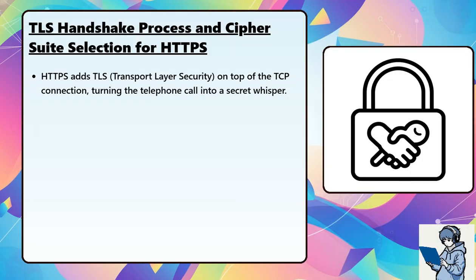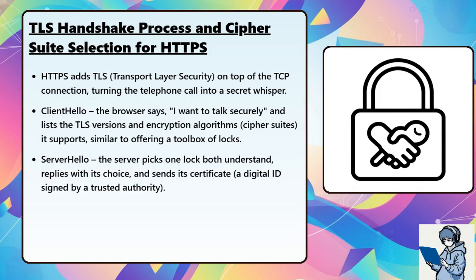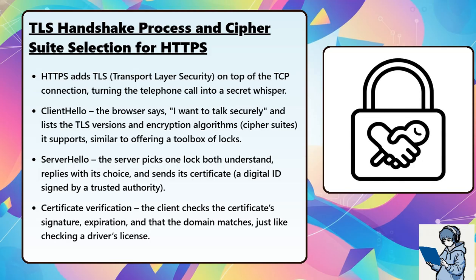HTTPS adds TLS, transport layer security, on top of the TCP connection, turning the telephone call into a secret whisper. Client hello: the browser says I want to talk securely and lists the TLS versions and encryption algorithms, the cipher suites, it supports, similar to offering a toolbox of locks. Server hello: the server picks one lock both understand, replies with its choice, and sends its certificate, a digital ID signed by a trusted authority. Certificate verification: the client checks the certificate's signature, expiration, and that the domain matches, just like checking a driver's license.